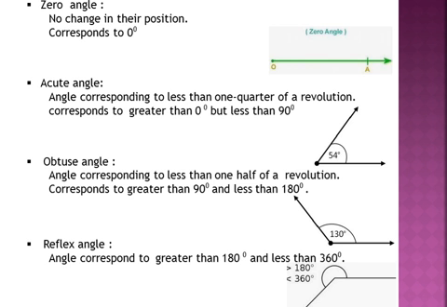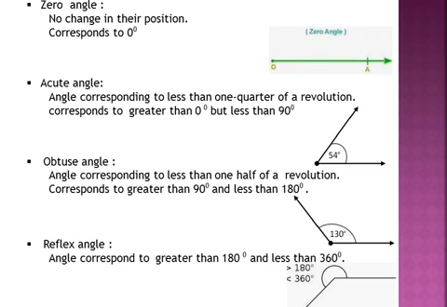Zero angle. Take two sticks and place them on each other. Here there is no change in the position of both the sticks. So the angle between these two sticks is called a zero angle. Acute angle. The angle which is less than a right angle but greater than a zero angle is called an acute angle, which is also called the angle which measures less than 90 degrees but greater than 0 degrees is called an acute angle.